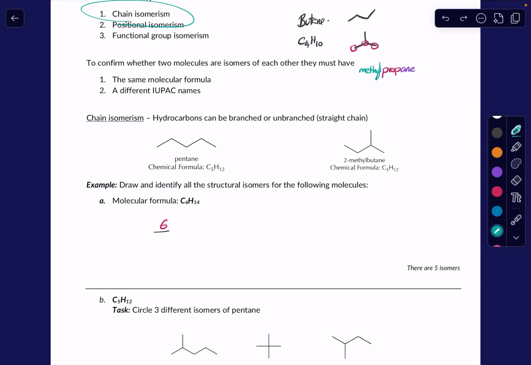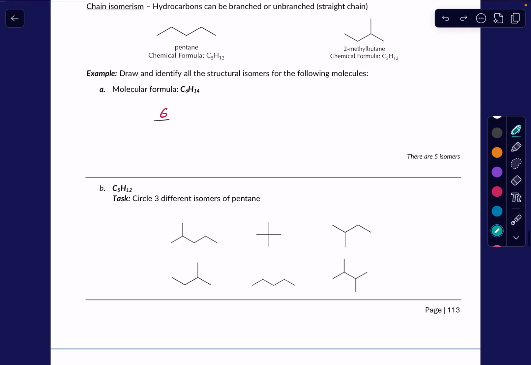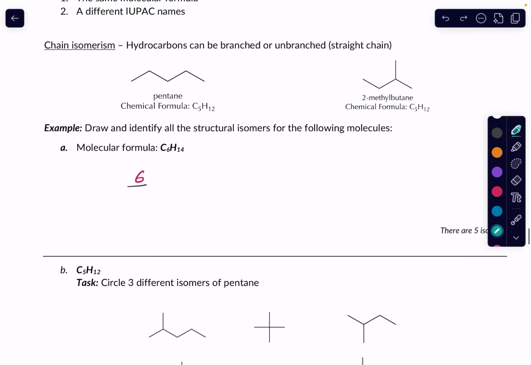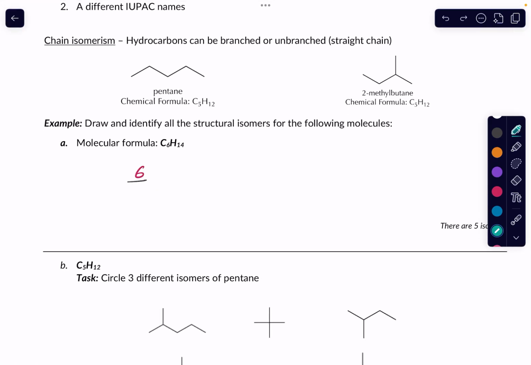I'm going to show you a method that I use for chain isomerism. I would like you to use that same method to determine the answers to this question, but just watch how I go through this. So for chain isomerism, hydrocarbons can either be branched or unbranched, and that's what we're going to be looking at right here. The question is, draw and identify all the structural isomers of the following molecules. So for anything that has 6 carbons and 14 hydrogens, what could this look like?